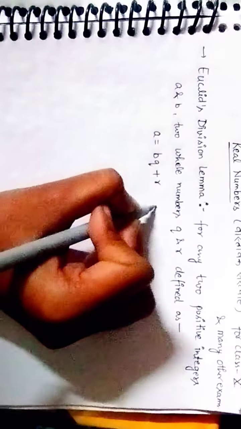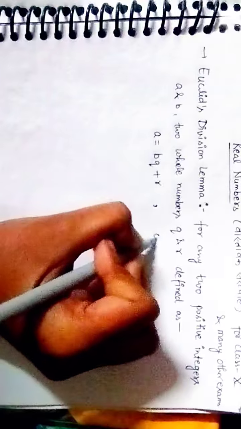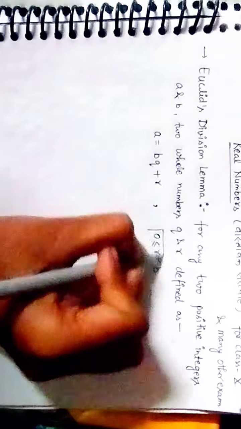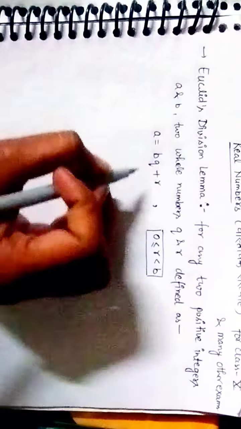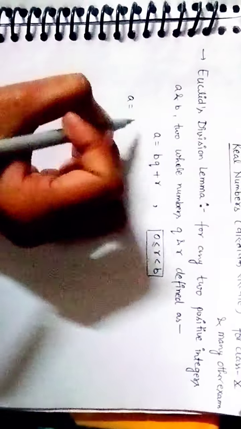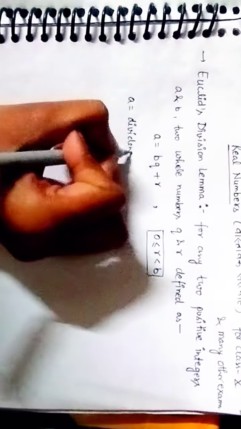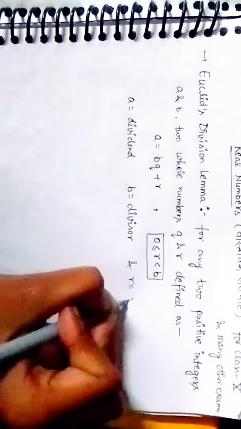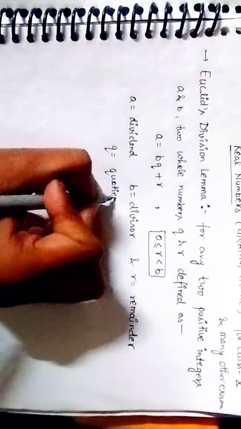Here a condition is 0 less than or equal to r less than b. This is the most important condition of Euclid's division lemma. Here a is the dividend, b is the divisor, r is the remainder, and q is the quotient.